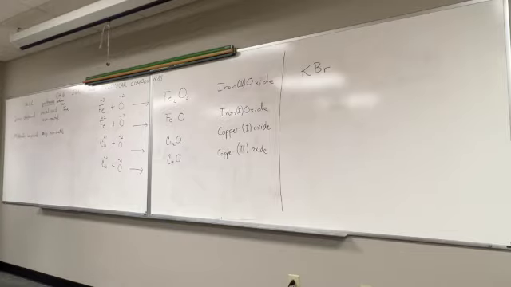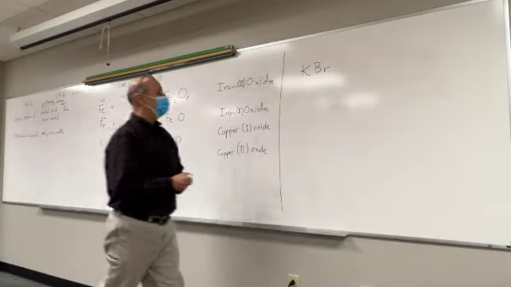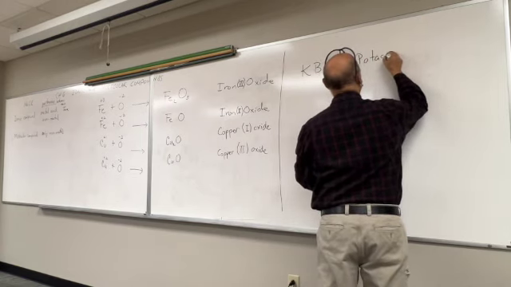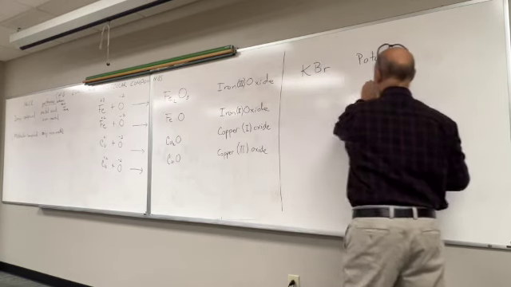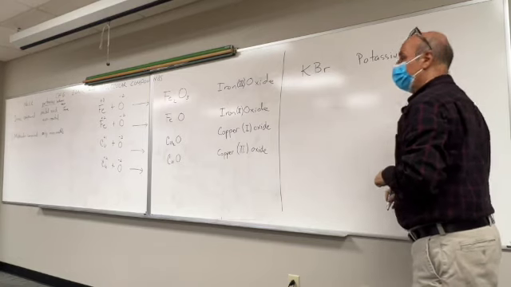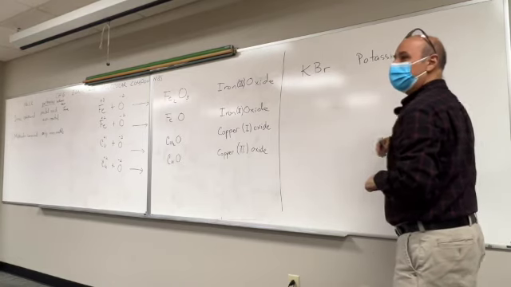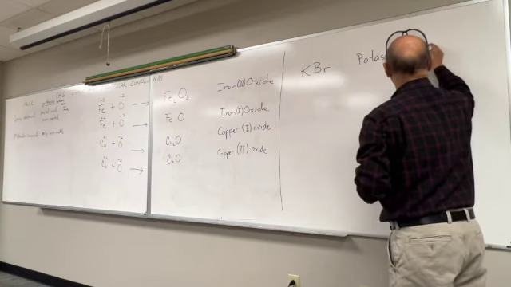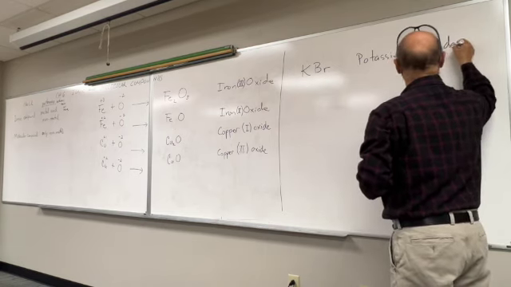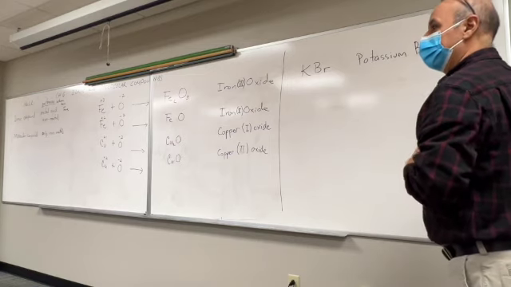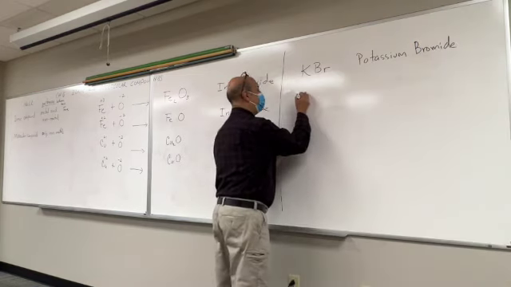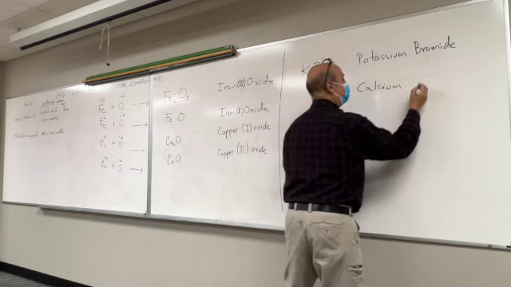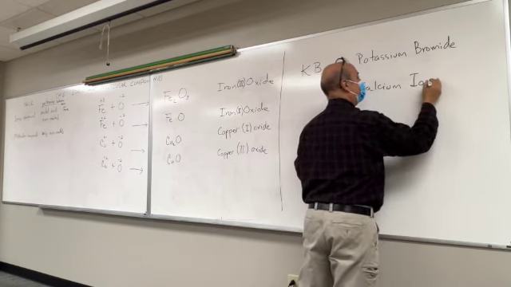Potassium. So always name the metal ion first, and then bromine becomes what? Bromide. That's it. Not too bad, right? What is the formula for calcium iodide?